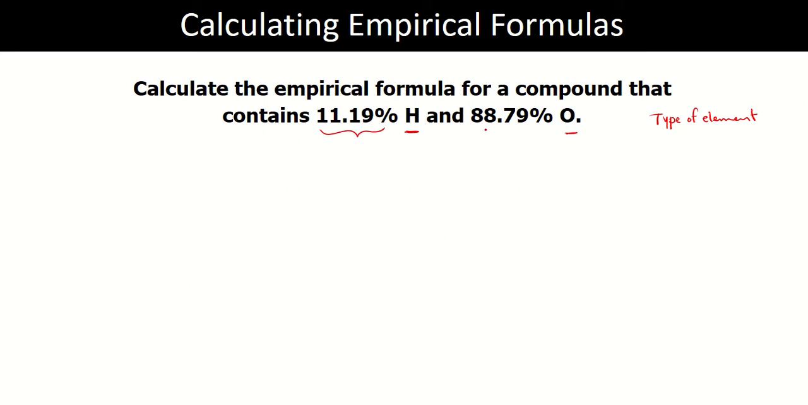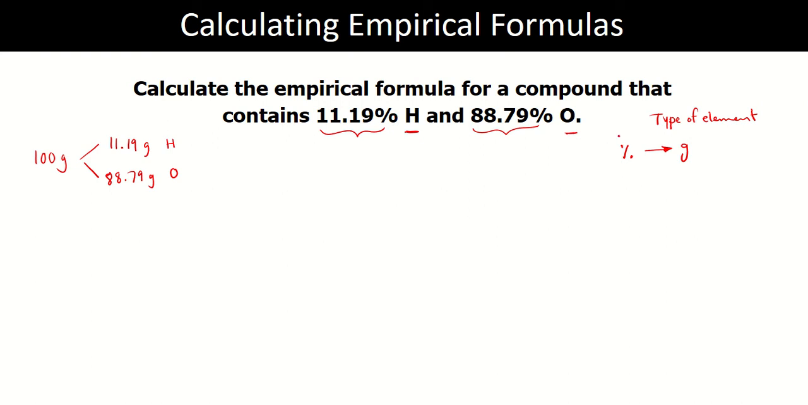It gives this number and this number in percent. Whenever we have percent, we can assume that we have 100 grams of the compound, so in this example 11.19 grams hydrogen and 88.79 grams oxygen. If you divide 11.19 grams by 100 grams, you find the percentage. So percentage can be easily used to consider grams. We assume that in 100 grams of this compound, we have 11.19 grams hydrogen, and the rest is oxygen. So the first step: if you have the percentage, you can easily convert that to grams. You don't need to be worried.